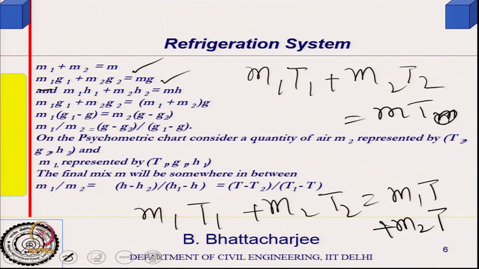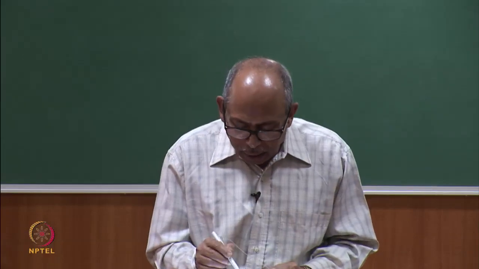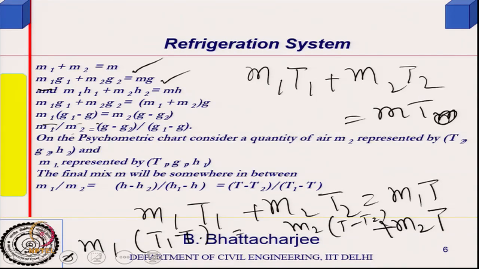So, I can bring it on one side: m1 (T1 minus T) is equal to m2 (T minus T2), or the same thing I can do for G. So, you can see that m1 (G1 minus G) is equal to m2 (G minus G2). The ratio of m1 by m2, so the change in moisture content or change in temperature, the ratio of change in temperature is inversely related to the mass ratio. For example, m1 by m2 equals (G minus G2) by (G1 minus G).